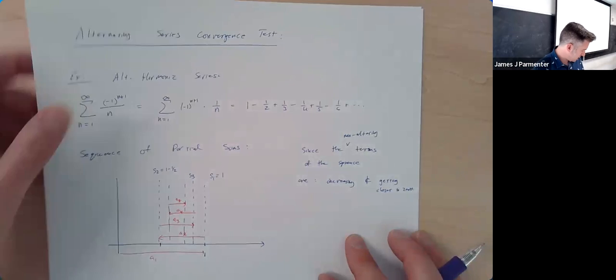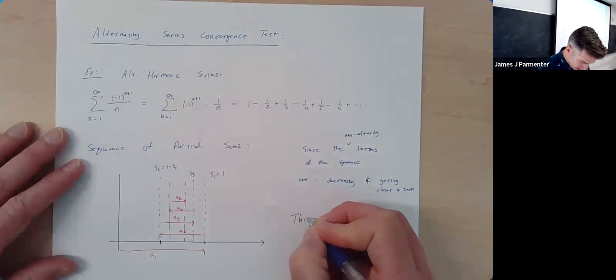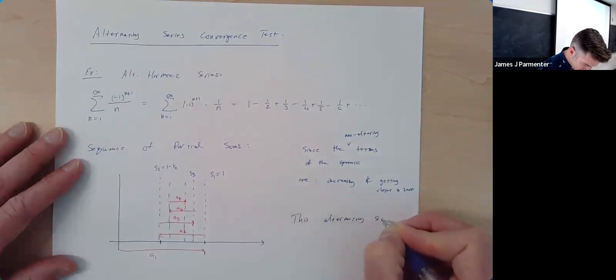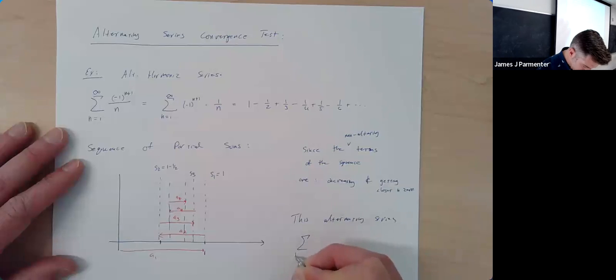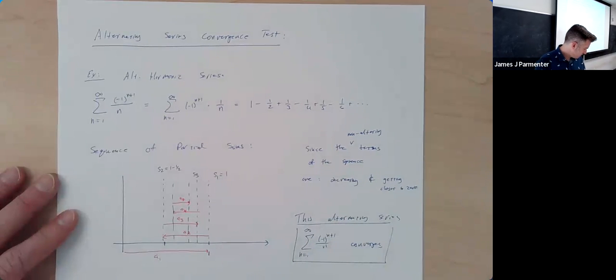So here is what, I should say, first of all, this series does converge. This alternating series, the sum from n equals 1 to infinity of (-1)^(n+1) over n converges. I'm trying to think if there's anything else I want to say about this before I say it. I feel like there was something there. No, that's all right. Okay, cool.